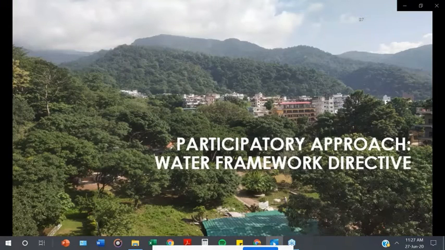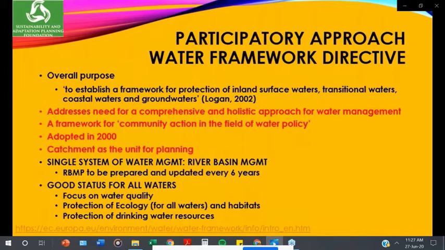Okay, so now we'll look at the European Water Framework Directive, which advocates a participatory approach towards catchment-based planning. Basically, the Water Framework Directive has the overall purpose to establish a framework for protection of inland surface waters, transitional waters, coastal waters, and groundwaters. The entire idea is like, for example, in India, we have the Environmental Protection Act, which acts as an umbrella legislation for all environmental parameters. Similarly, it was thought that instead of having separate legislations for various aspects related to water quality and other parameters, it's better to have a holistic approach, a combined approach towards water resource management in an integrated form.